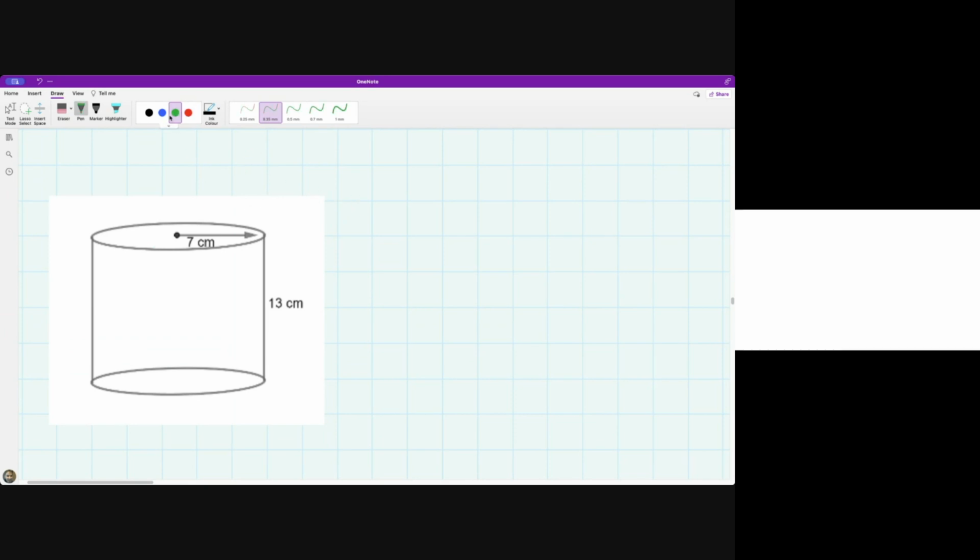Let's start by figuring out the area of this top yellow circle. The formula for the area of a circle is pi r squared. So the area of the yellow thing will be pi times 7 squared, which is the same as 49 pi. Thumbs up for that.